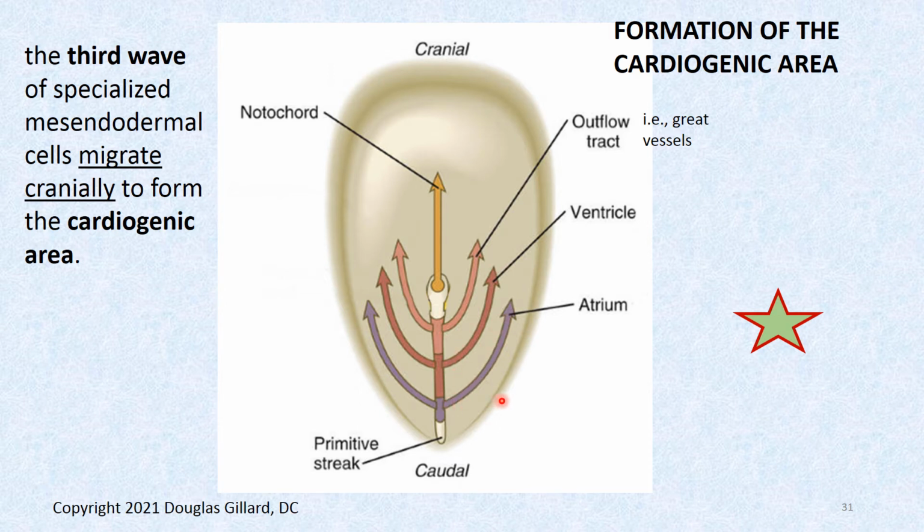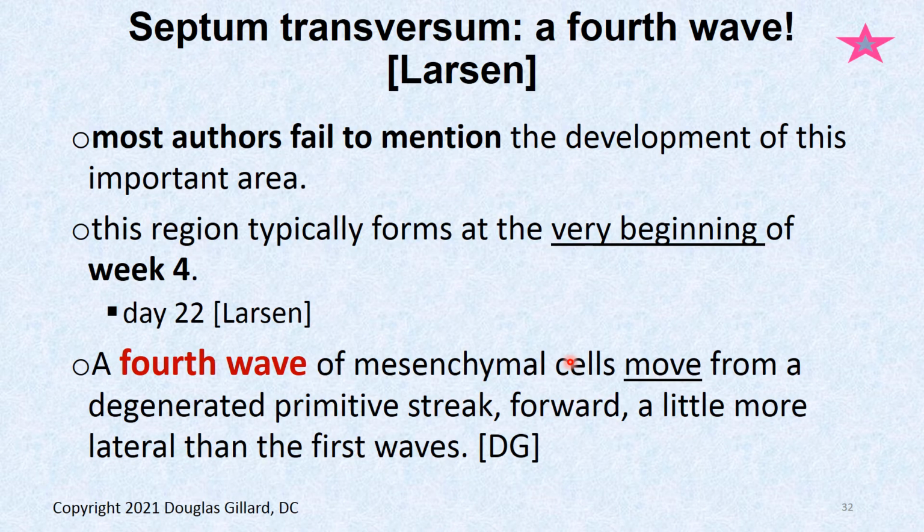And remember, we've already talked in depth about how these epiblast cells move in and then they dive down, right? We've talked about that. That same principle is applying here. So that's the third wave, which forms the cardiogenic area, which is going to become the heart. That was the third wave.